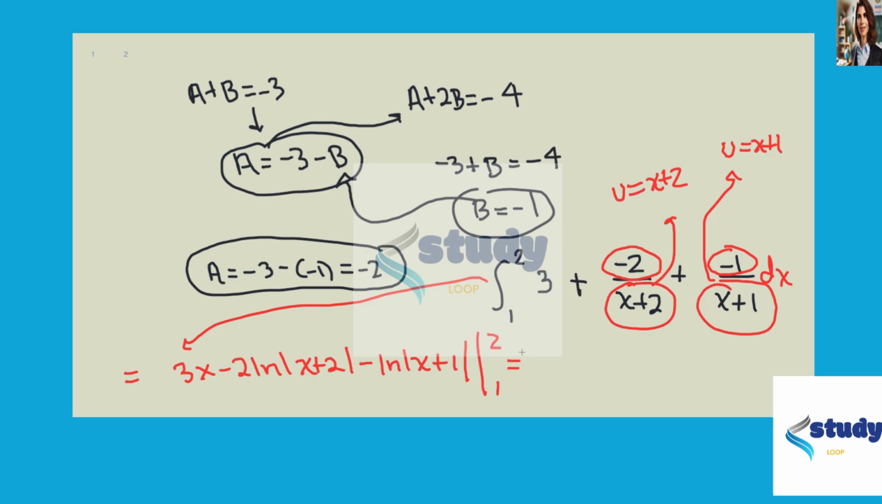Plugging in 2 first: 6 minus 2 natural log of 4 minus natural log of 3, minus 3 minus 2 natural log of 3 minus natural log of 2. The next step here is just to simplify as much as we can. You see that you have 6 minus 3, so you should get a 3 there. And then you could also simplify the natural log of 3s. You could combine. So you have minus 1 here and then plus 2 on the other side. So let's go to the next page.